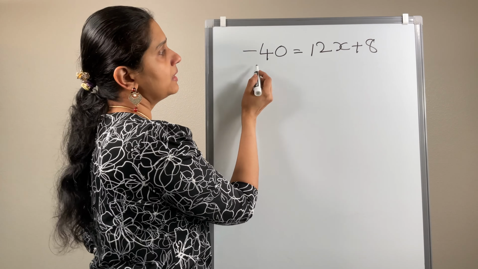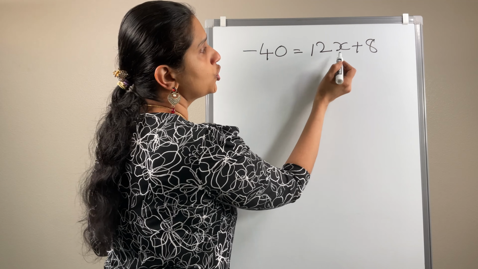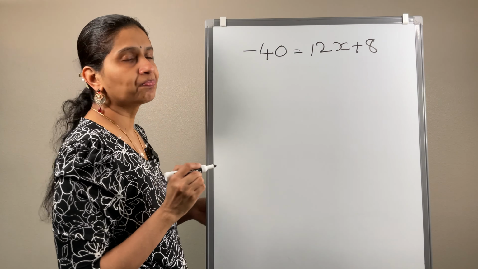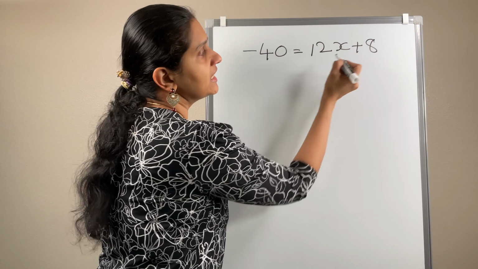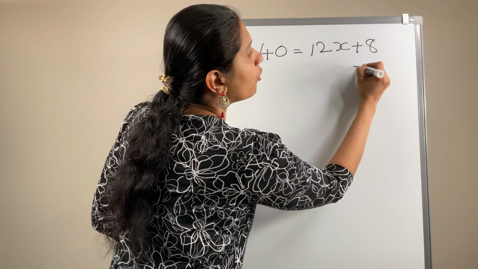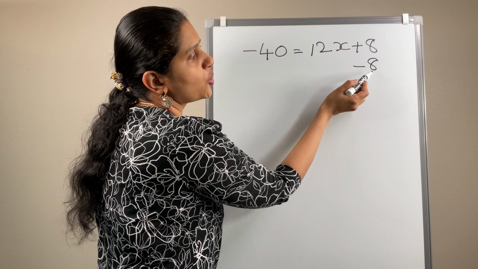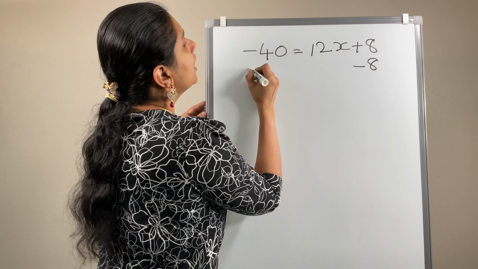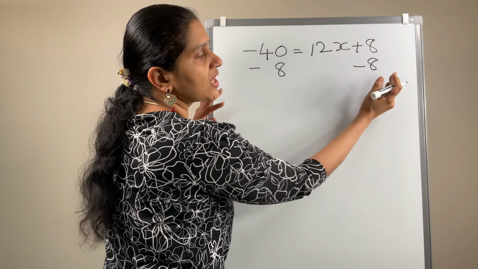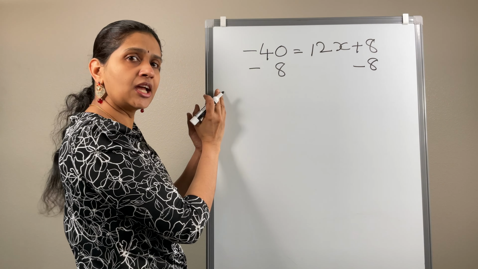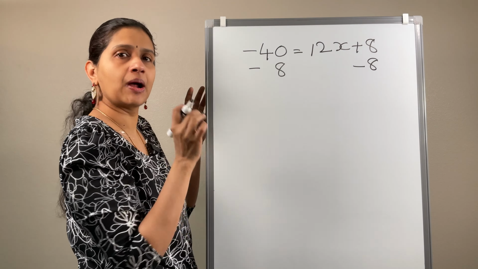Consider the example negative 40 equal to 12x plus 8. Here first we need to isolate the variable x. So, we need to avoid the number 8 first. I am taking the inverse of positive 8, which is negative 8. When you do one operation on one side, you should do the same thing on the other side also. So, I am subtracting 8 from both the sides.